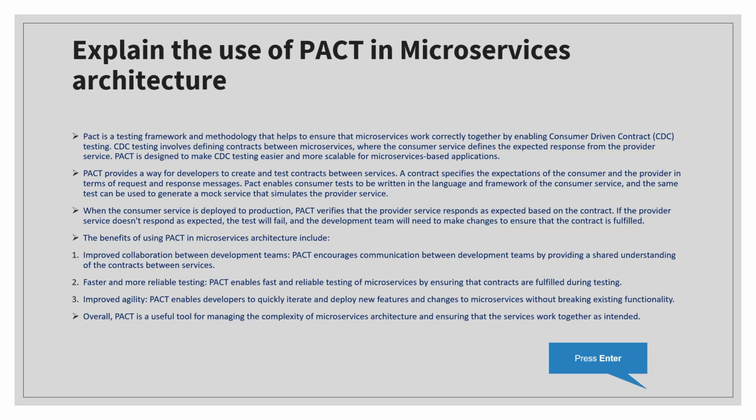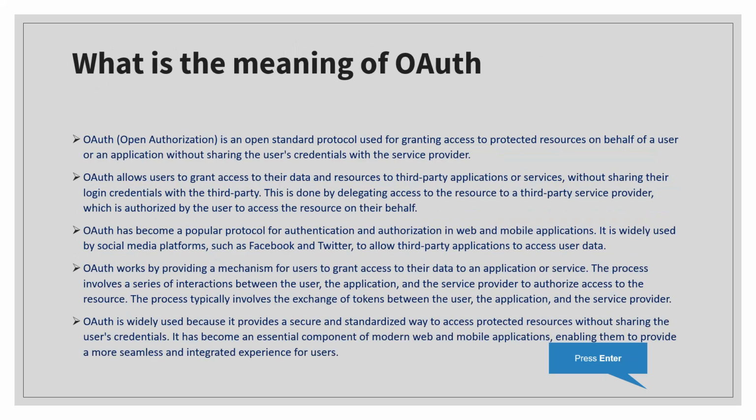Third one is improved agility. PACT enables developers to iterate and deploy new features and changes to microservices without breaking existing functionality. Overall, PACT is a useful tool for managing the complexity of microservices architecture and ensuring that the services work together as intended. What is the meaning of OAuth?